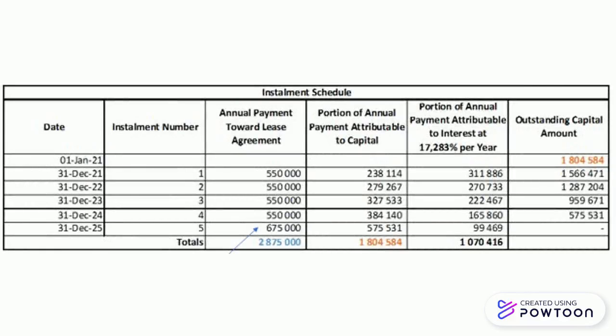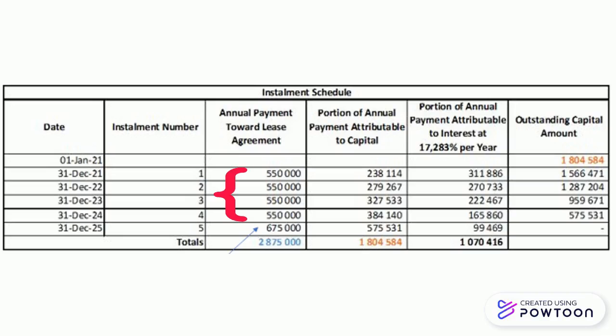Each year, we will take the outstanding capital amount and multiply it by the interest rate to get a portion of the annual payment. We will debit this amount to interest expense and credit it to lease liability, and it will be recognized as a finance cost on lease liability.